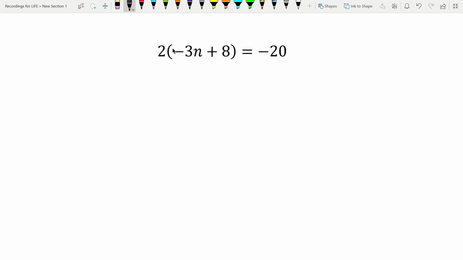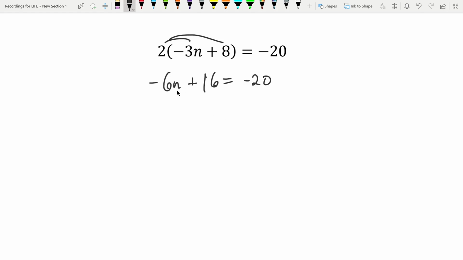For this problem, we need to simplify and get the variable by itself. So I'm going to distribute to get rid of the parentheses because that locks the variables inside of that. 2 times -3 is -6, and then the n is still there. 2 times 8 is going to be 16. That's still equal to -20.